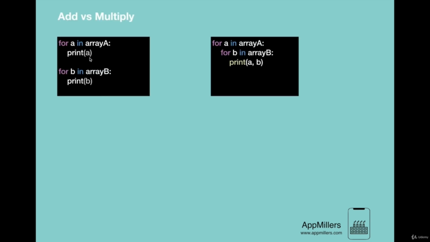In the example on the left, we have 2 separate loops, which is looping through array A and array B. But on the right, we have 2 loops inside each other. In the example on the left, we do A chunks of work first, then B chunks of work. Therefore, total amount of work is O(A plus B). On the other hand, in the example on the right, we do B chunks of work for each element in A. Therefore, the total amount of work is A multiplied with B.